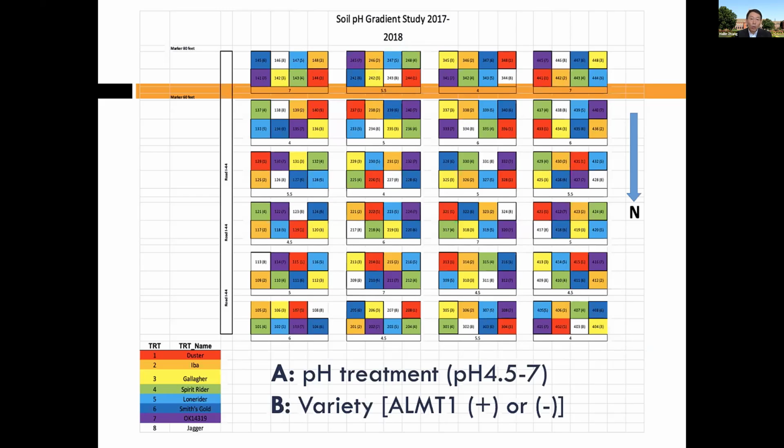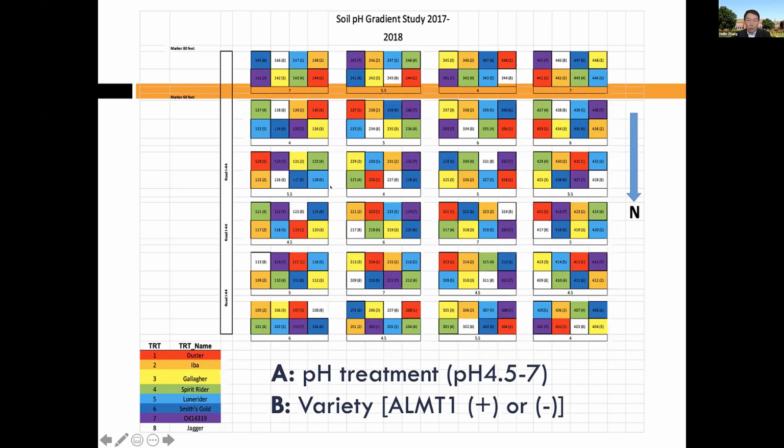There are now more new cultivars that have been released. We conducted another study in the last several years. It's a very complicated study. We looked at some of the newer varieties like Ivar, Gallagher, Sprite, Spirit Rider, Long Rider, etc. And we also looked at whether the varieties had a so-called aluminum tolerant gene. Some of these had this gene, some do not.